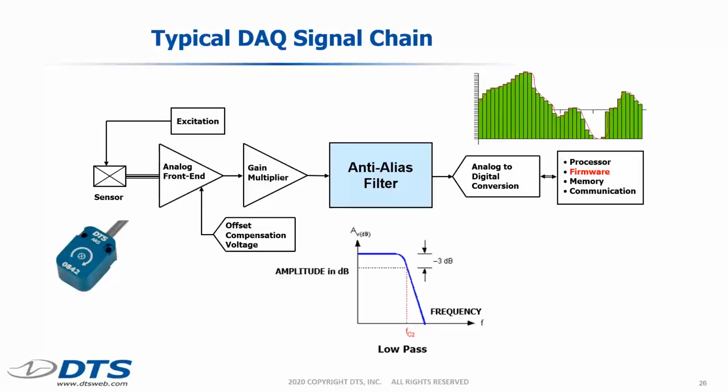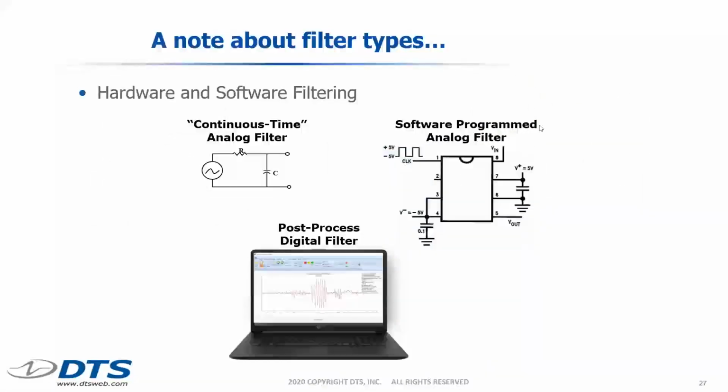So in the typical DAS signal chain, let's concentrate now on the anti-alias filter and the analog to digital conversion process depicted here. It's important to note that there are three types of filters that are commonly used in data collection projects. First of all, we have the continuous time analog filter. And the simplest version of a continuous time analog filter is simply a resistor feeding a capacitor, what's sometimes called an RC filter. A little bit more complicated filters are often programmed by software signals, digital signals. And this is a digitally programmed analog filter on the right, where we can actually set the filter frequency with a digital signal. And then finally, most data is post-processed using a digital filter on the PC.